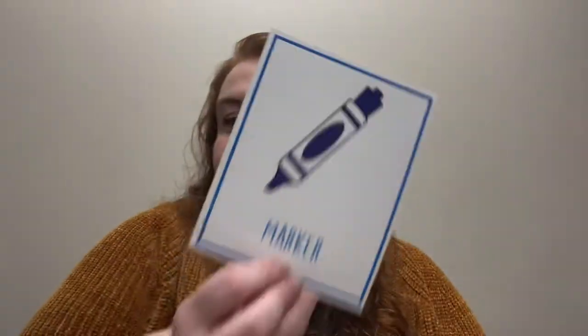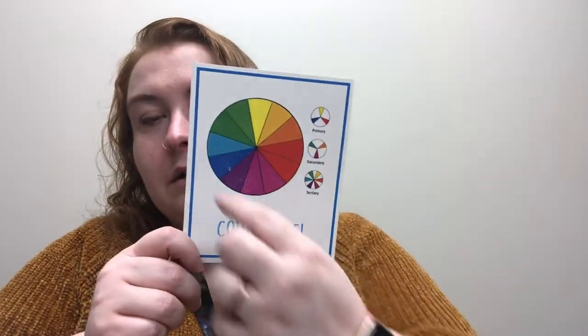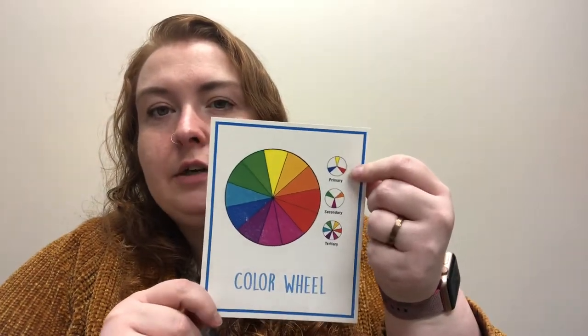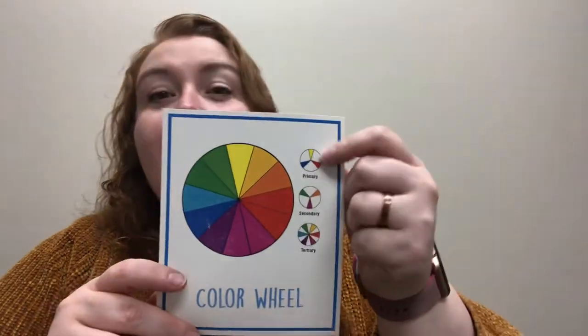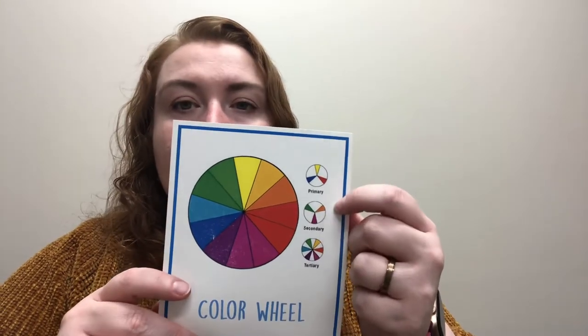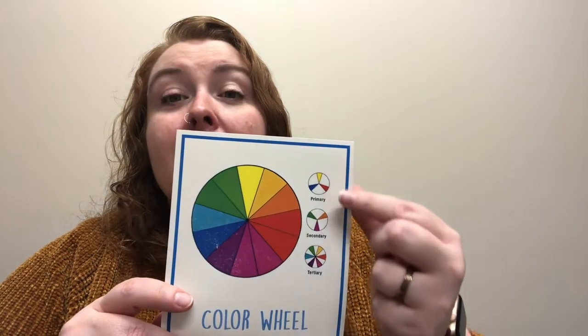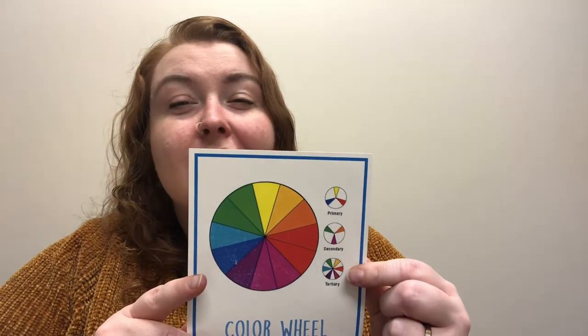Paint in a bucket of paint. A marker, we use those a lot in art. All right, here's a tricky one. A color wheel. And when we talk about the first 3 colors, red, yellow, and blue, those are called primary. Excellent. And when we mix primary together, we get a new set of colors, and those are secondary. And when we mix primary and secondary together, we get even more colors, and those are called tertiary. Great work.